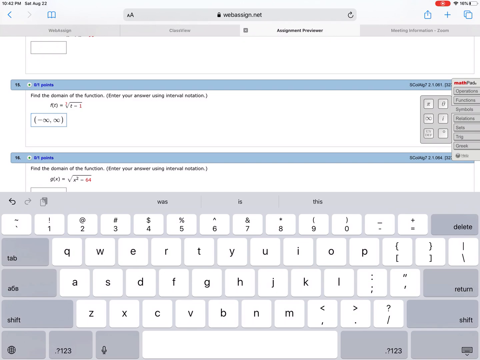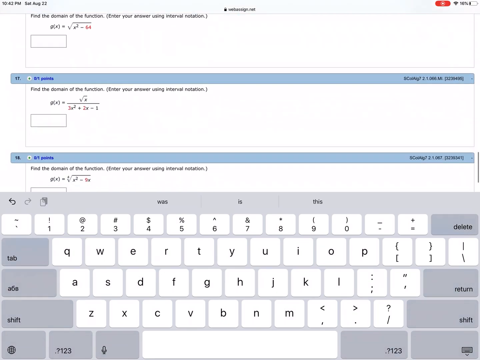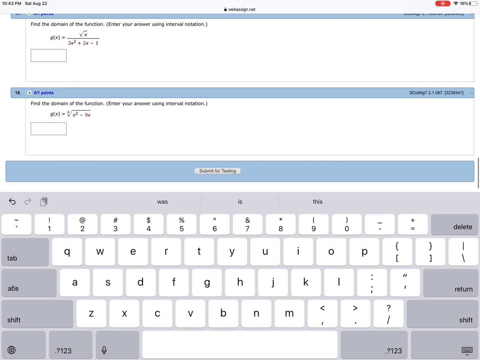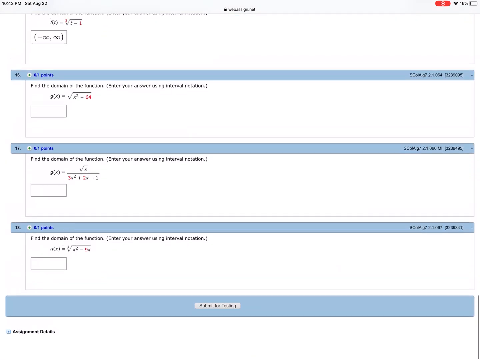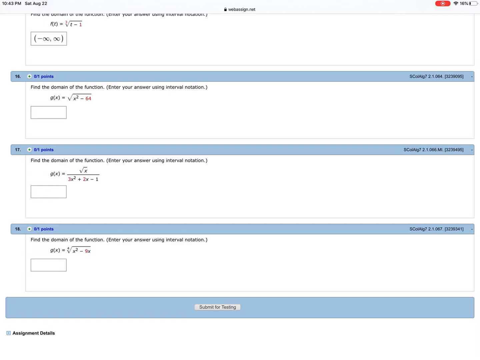Since I'm in WebAssign, let me just quickly scroll down. And you see here, there is that problem that I was talking about where you have a fourth root. It's the fourth root of x squared minus 9x. So that's an even index. So you're going to have a problem with negatives. So you want to make sure that the inside is greater than or equal to 0.